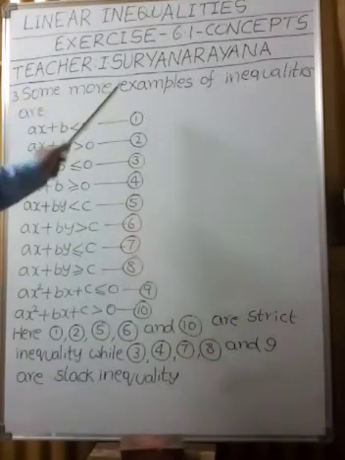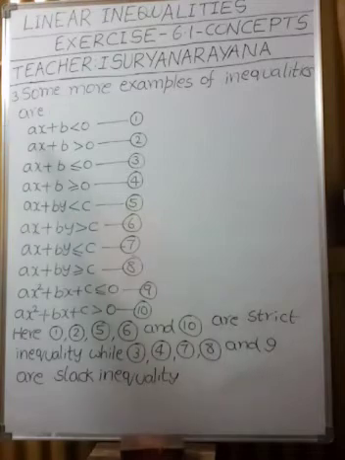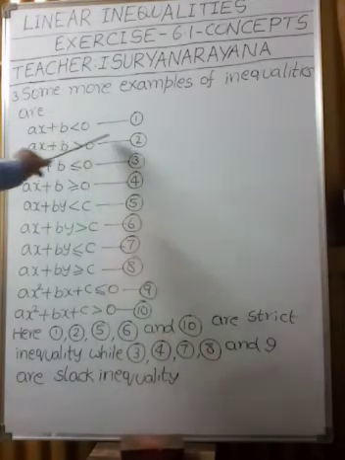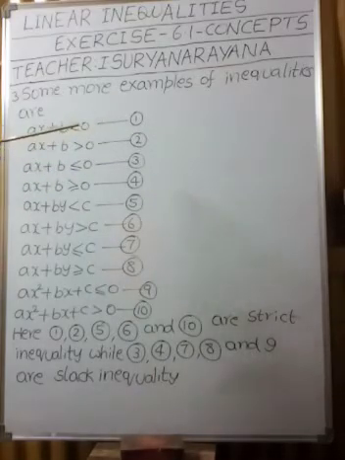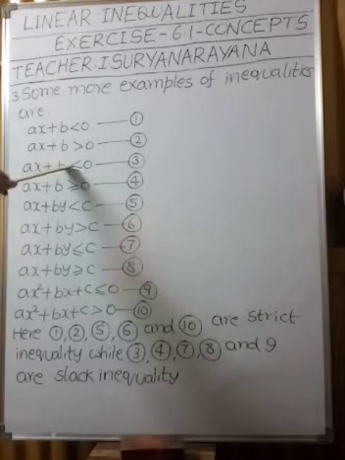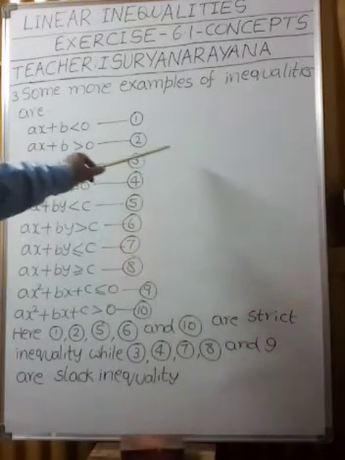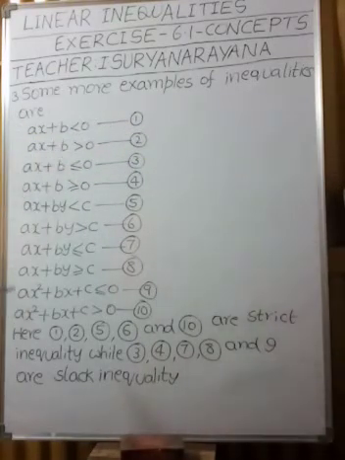These are some examples of inequalities. Observe these inequalities, my dear children. Ax plus b less than 0. Let us consider this the first inequality. Ax plus b greater than 0. Let us consider this the second inequality.